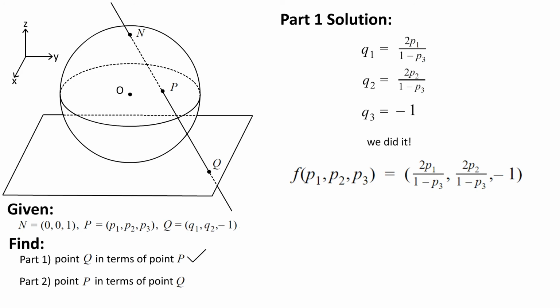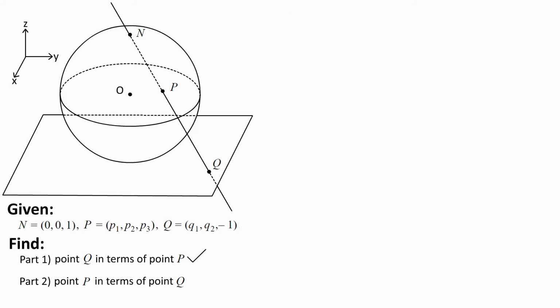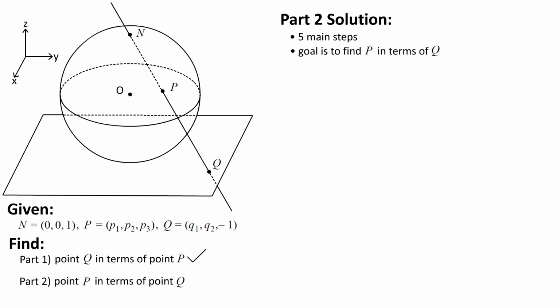Hooray! I'll even put a little check mark next to what we needed to find in part 1 to indicate that it's been completed. We can now move on to part 2, where we'll be finding the inverse stereographic projection function. Alright, so I've broken up part 2 of this exercise into 5 main steps, very similar to the last part. To inversely project the point Q, our goal will be to find P in terms of Q.